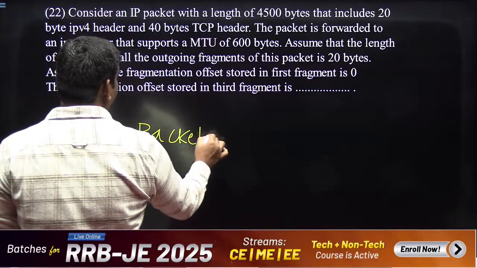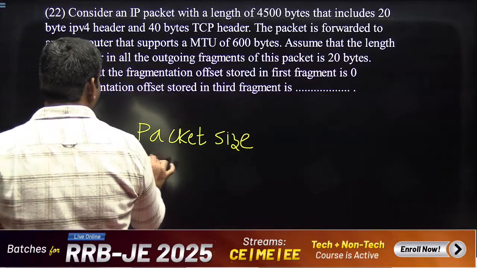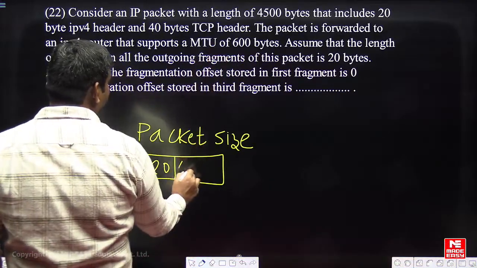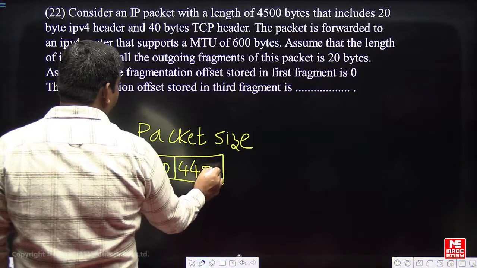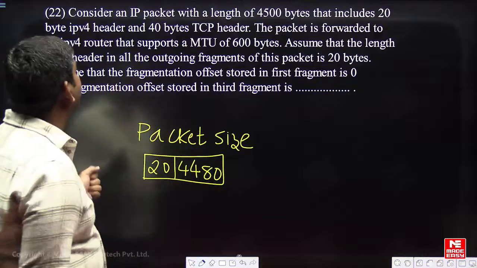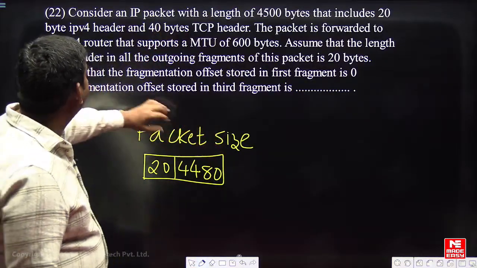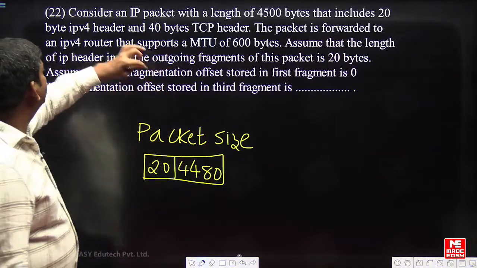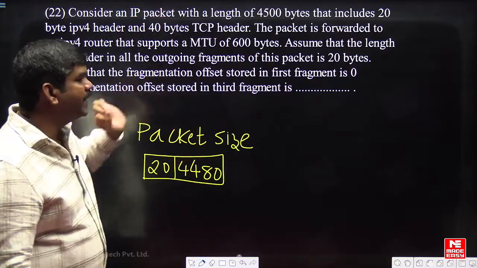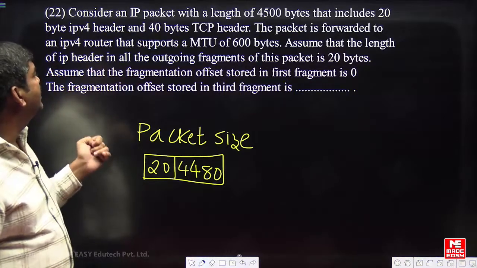So the packet size already includes the 20-byte IP header, so the data value is 4480, which includes the TCP or UDP part. That means this 40 bytes of TCP header also becomes a part of it, because when you do the fragmentation, the routers will only absorb the IP header but not the TCP header, because this 40 bytes of TCP header is going to become a part of the data. That point you have to observe. Then the packet is forwarded to an IPv4 router that supports an MTU.